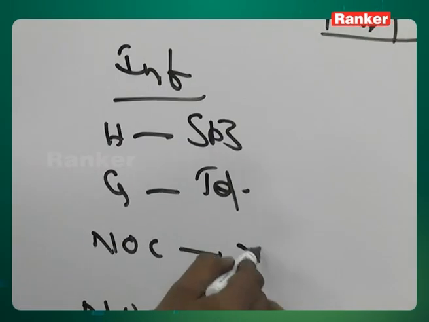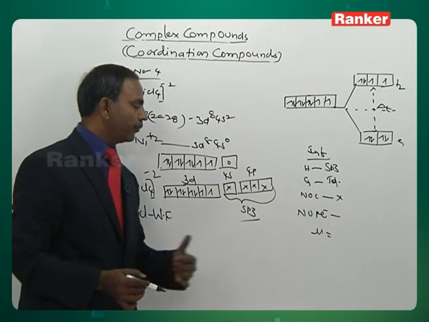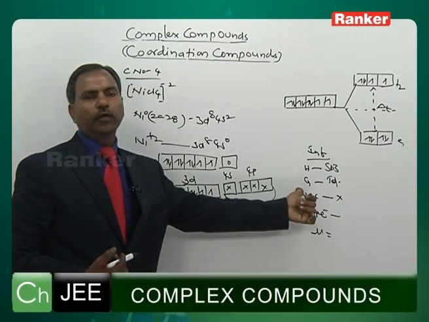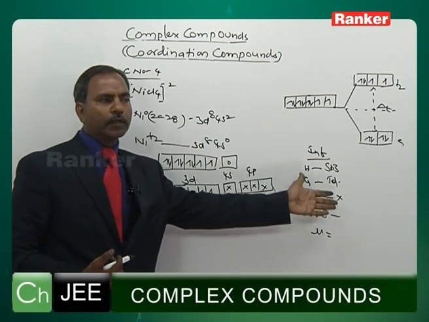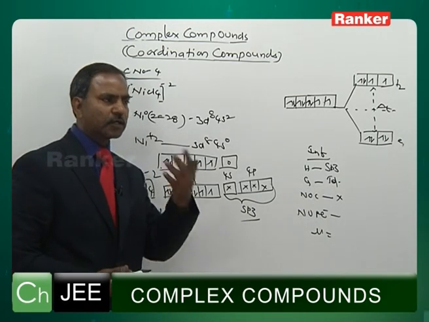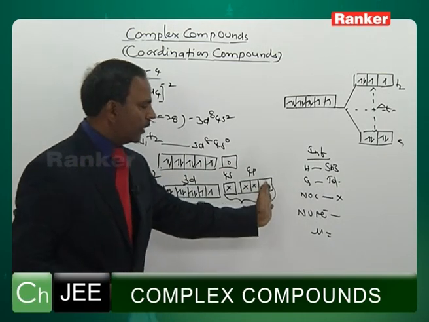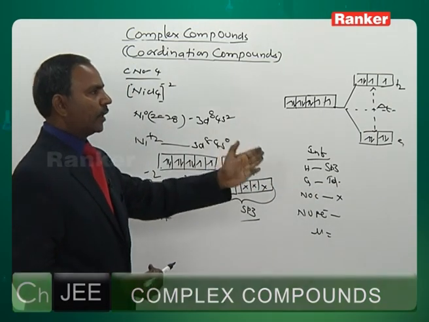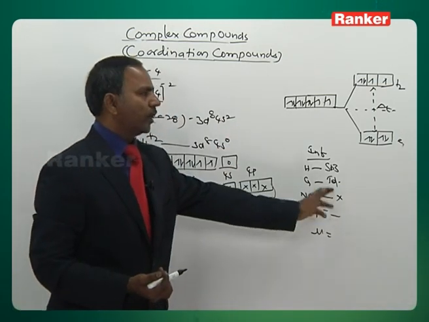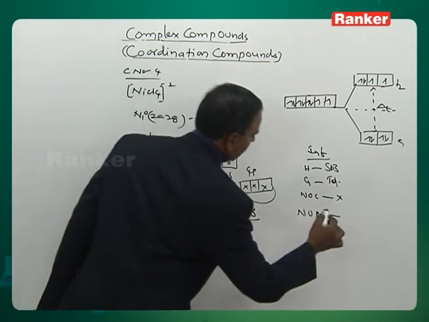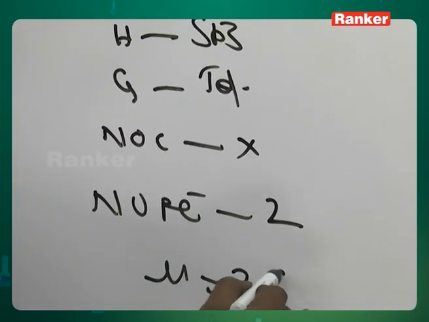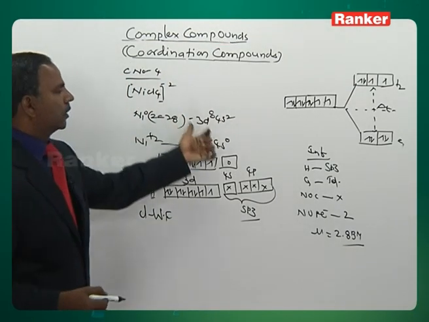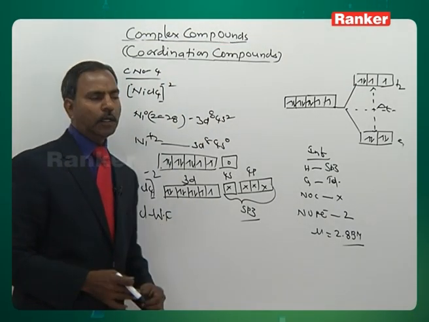Coming to the nature of the complex, we need not say anything. Why? Wherever 3d is involved, we said inner orbital. Wherever 4d is involved, we said outer orbital. But here there is no participation of any d orbital, so it is neither an inner orbital complex nor an outer orbital complex. It is tetrahedral geometry and sp3. Therefore, you don't say either inner or outer here. The number of unpaired electrons is 2. The magnetic moment comes to be 2.8 BM. This is the information about this nickel tetrachloride complex.